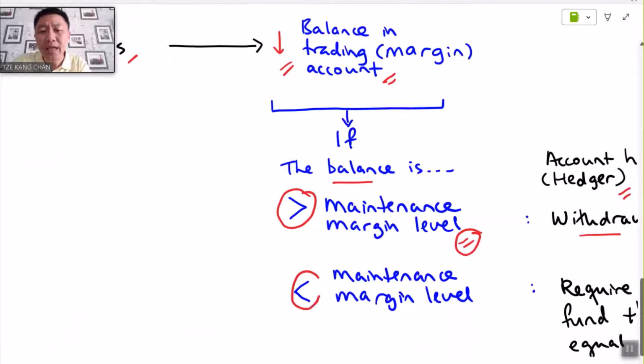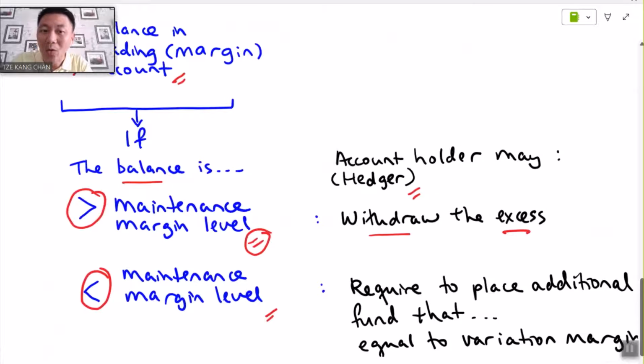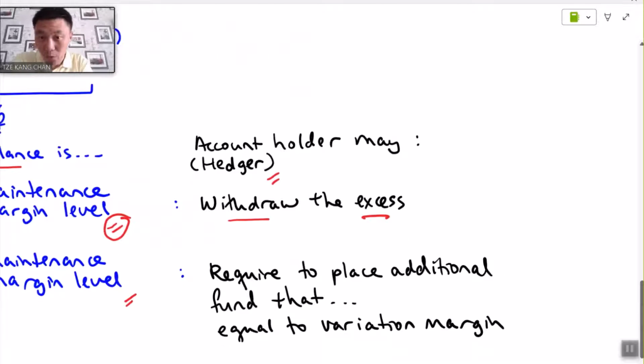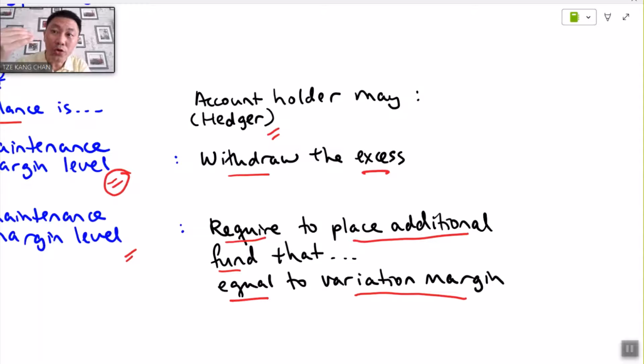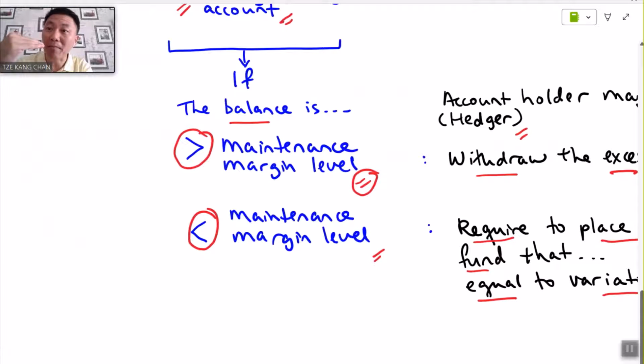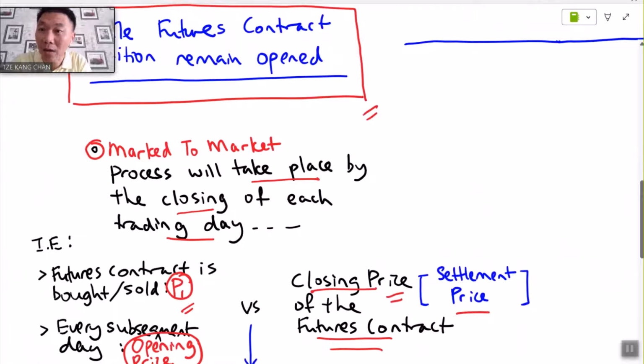Alternatively, if the balance falls below the maintenance margin level, what happens? The hedger or the account holder would then be required to place additional funds equal to the variation margin. That is the size of the fund that the account holder or the hedger would have to chip in to ensure that the closing balance of the margin account at least meets the maintenance margin level. That is the whole process of what we call mark-to-market.